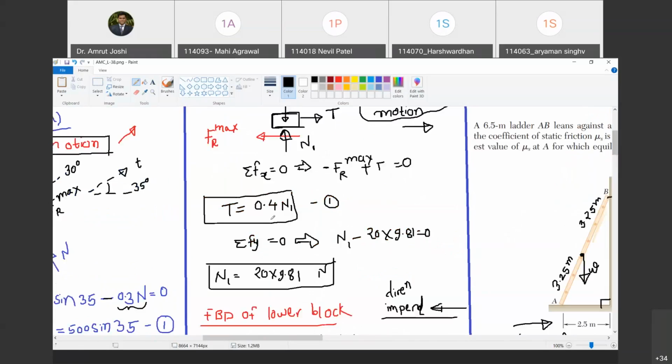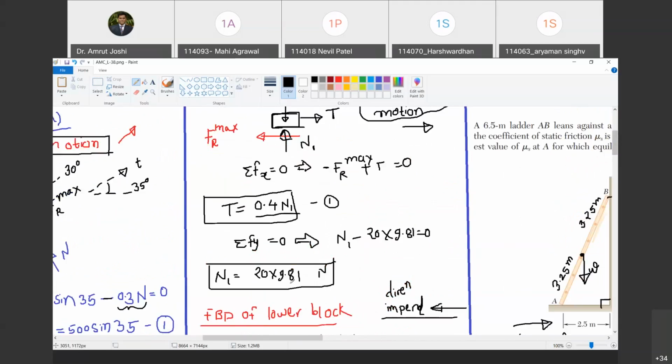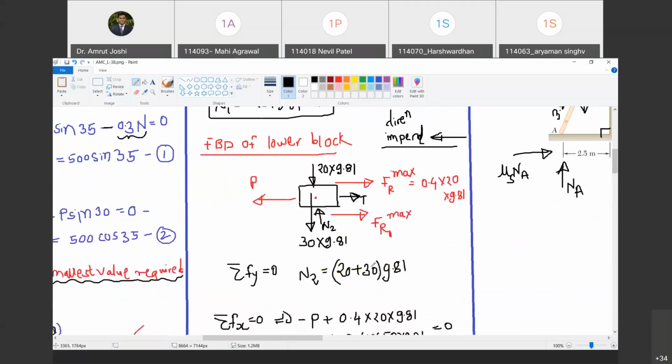Yes, we have already obtained it in here. That is 0.4 times N1. What is N1? 20 into 9.81. So what is the value of tension T? 0.4 times 20 into 9.81. Happy? Yes, sir. So now apply summation Fy equal to 0.